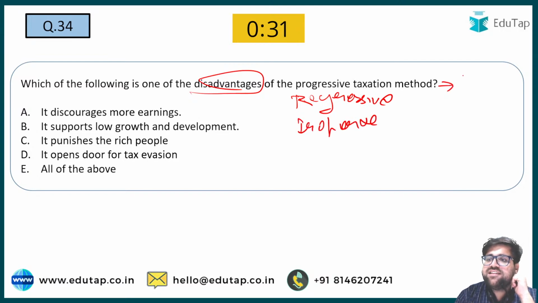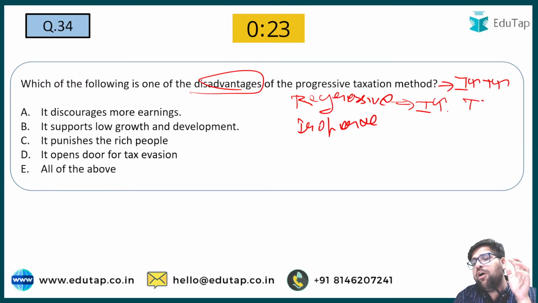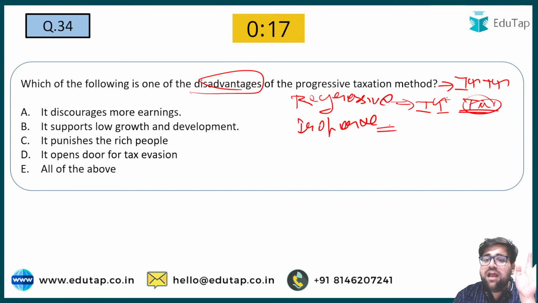Under progressive tax system, if your income increases, then the tax rate also increases. Under regressive tax system, whether your income is at a high level or low level, your taxes remain the same. This is your regressive taxes. And what is proportional taxes? A flat tax rate is applied.